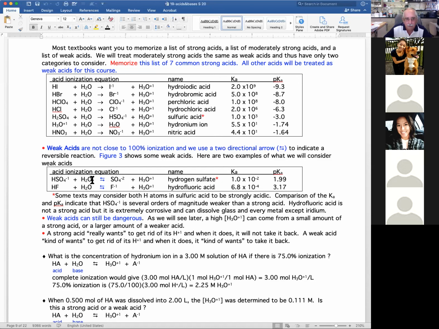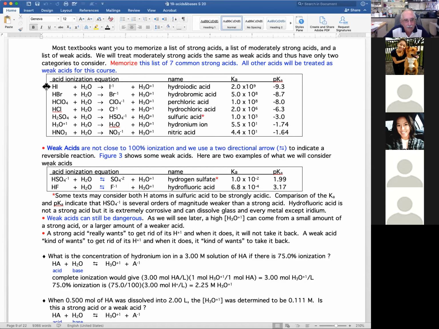So what I did is that we're going to have only 2 categories of acids: the strong acids and then everything else. Everything else we'll treat like a weak acid because, as it turns out, moderately strong acids are treated the same way as a weak acid. So de facto, there's really only 2 categories. So what you need to do is memorize this list of 7 strong acids. Now, if you come across an acid that is not on this list, how do you treat it? Like a weak acid.